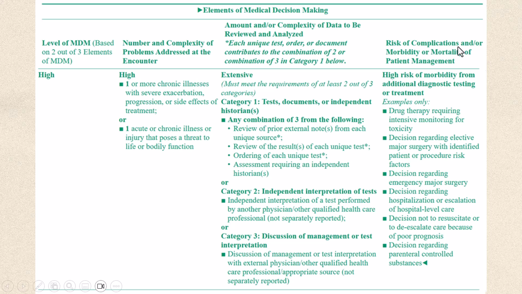And the risk of complications: high risk of morbidity from additional diagnostic testing or treatment. For example, drug therapy requiring intensive monitoring for toxicity, decision regarding elective major surgery with identified patient or procedure risk factors, decision regarding emergency major surgery, decision regarding hospitalization or escalation of hospital level care, decision not to resuscitate or to de-escalate care because of poor prognosis, decision regarding parenteral controlled substances. So those categories are included in the MDM level high.